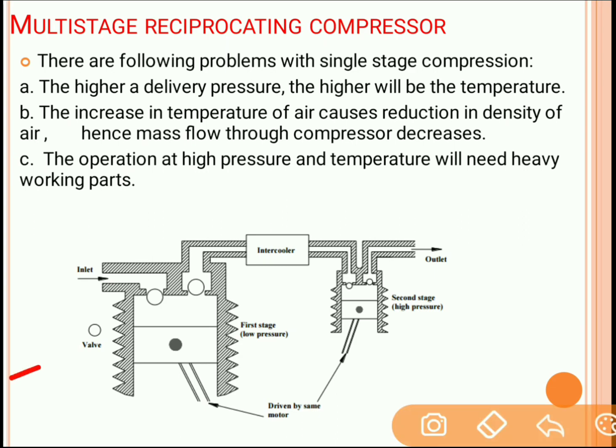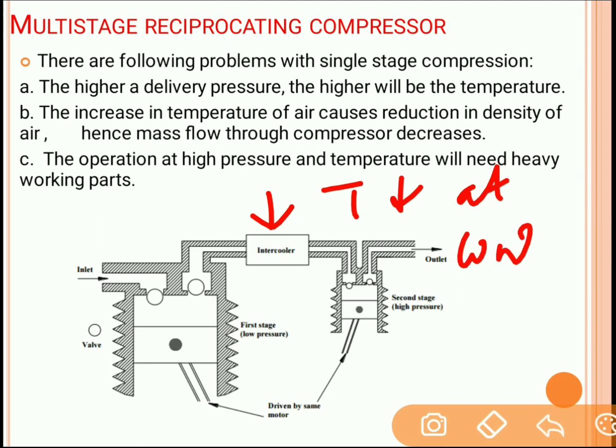As you see, this is a single stage compressor and the exit, that is the delivery pipe of the single stage compressor, is connected to the intercooler. Intercooler is a device which is used to reduce the temperature at constant pressure. So the intercooler reduces the temperature at constant pressure.